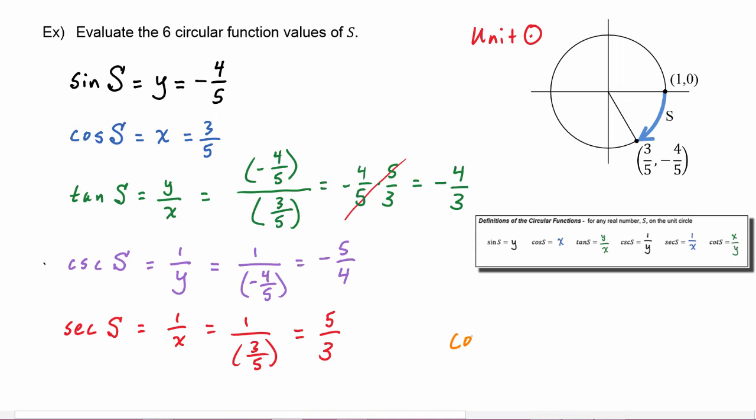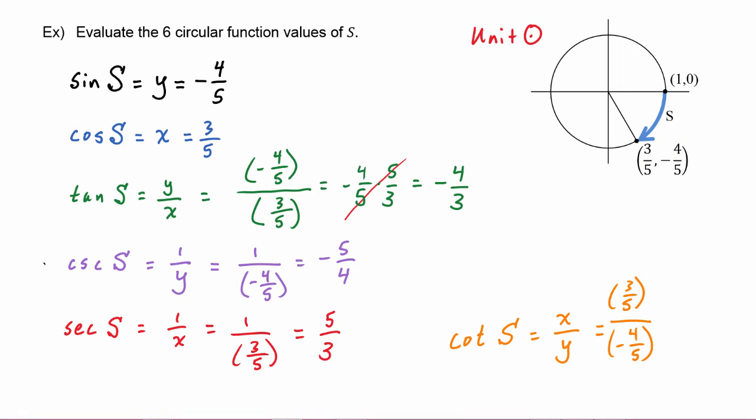And finally, the cotangent of S is going to equal x over y, which is 3/5 divided by -4/5. And hopefully now you're getting more comfortable with, rather than having to write this as we did up here by multiplying by the reciprocal, hopefully you can start to see that when I have a 5 in a denominator here and a 5 in a denominator here, you can cancel those out, and we're left with -3/4.